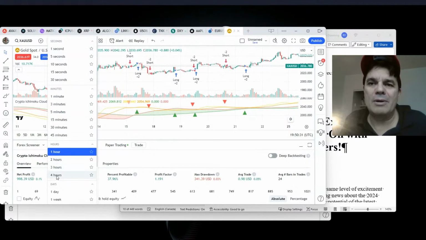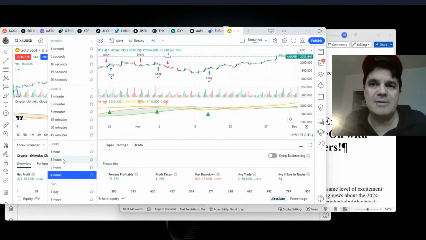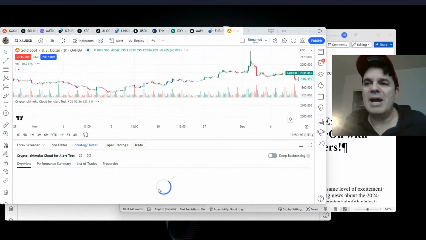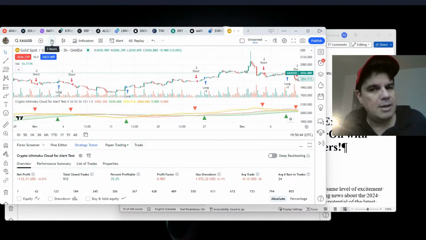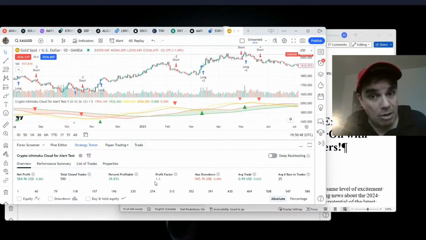If I go to a 4 hour, no. Okay, so is it a 2 hour that looks good? 3 hour, no. Okay, but let's see on a daily and beyond. So let's see the daily time frame. Now we're starting to see.